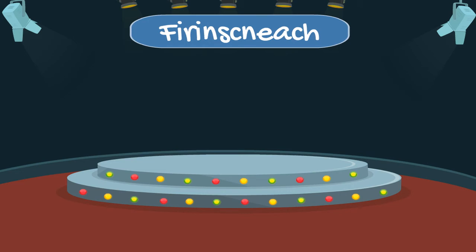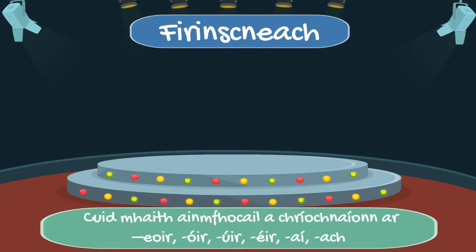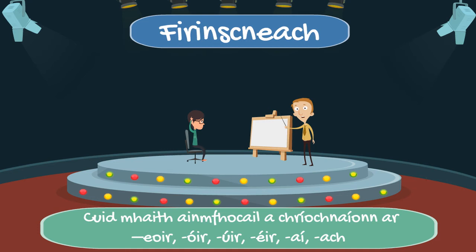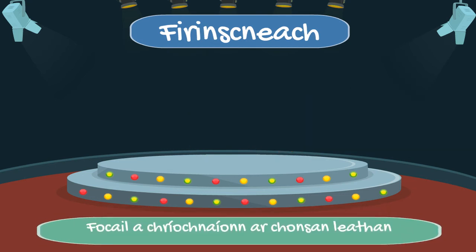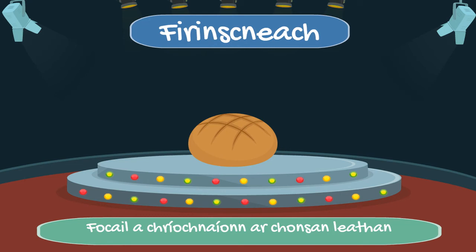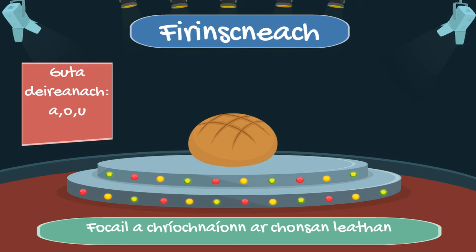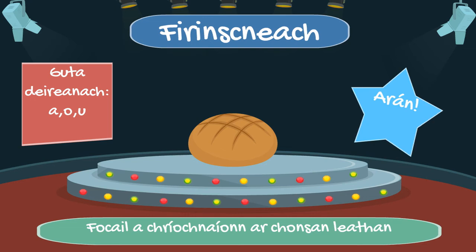We have the majority of nouns that end with EOIR, OIR, UIR, EIR, Í, and ACH, such as múinteoir, teacher. And finally, we have nouns that end with a broad consonant. This refers to nouns whose last vowel is either an A, an O, or a U, such as arán, bread.